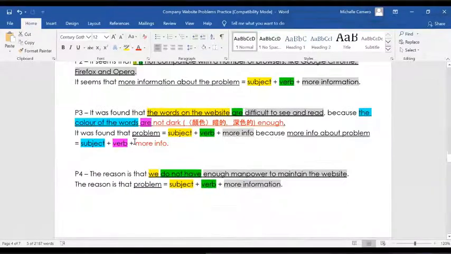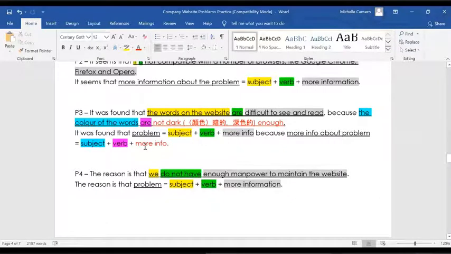So we're doing this again here. So we have subject, verb, more information. Then you use the word because, and then you've got subject, verb, and more information. All right, so it was found that the words of the website are difficult to see and read because the color of the words are not dark enough. So it was found that. Then you can say subject, verb, more information because, and then again, subject, verb, and more information.